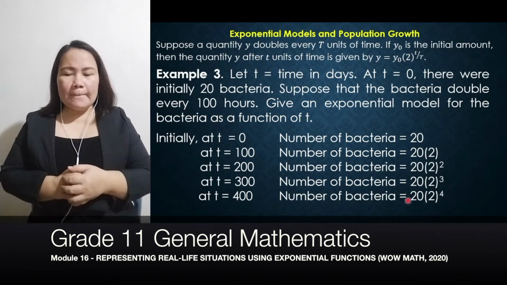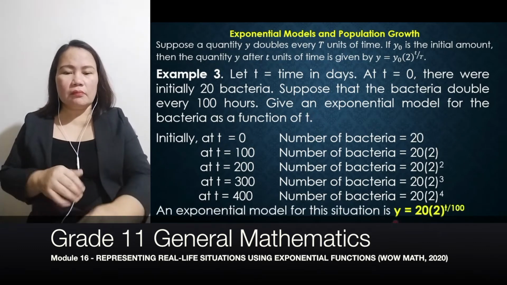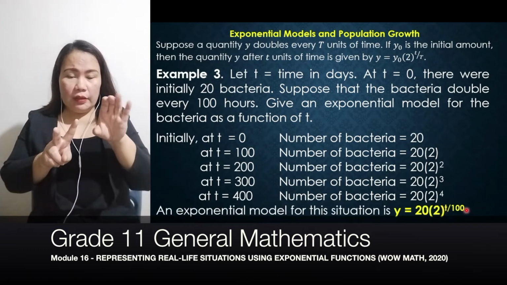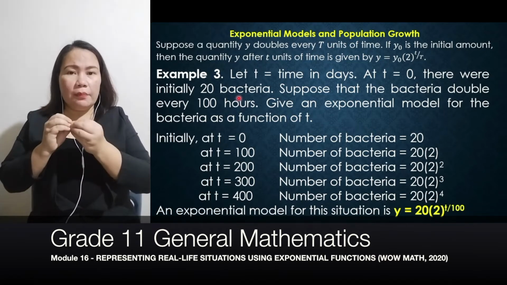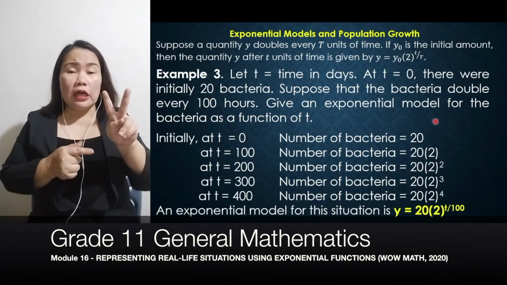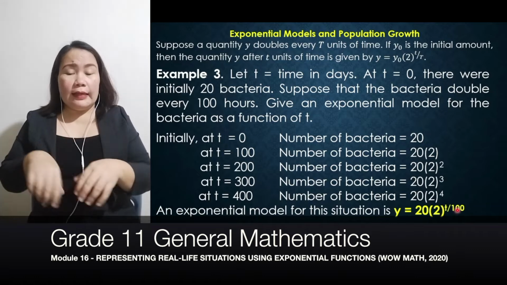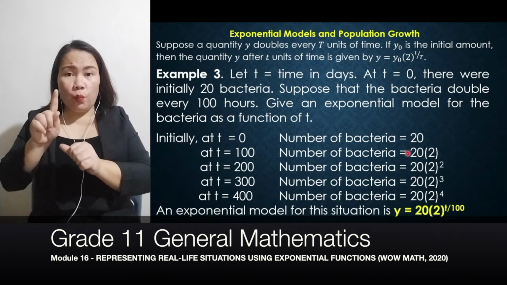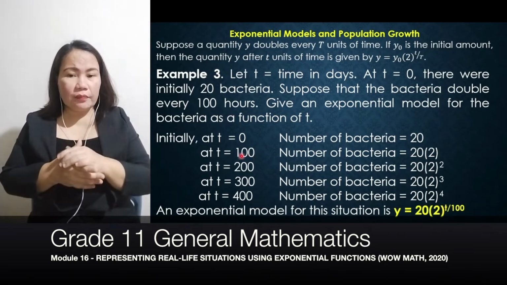Or in this situation, we can represent using the exponential model, y is equal to 20 times 2 raised to t over 100. So again, saan nakuha yung 20? That is the initial number of bacteria. And then yung 2 nakuha natin because the given is double. And then yung 100 nakuha natin, this is the unit of time. So ang unit of time natin dito is 100 hours. So if we can check, no, pag chinek natin, let's say check natin yung 100.